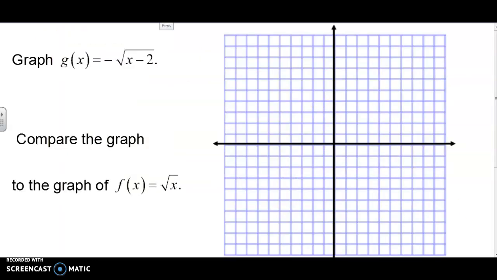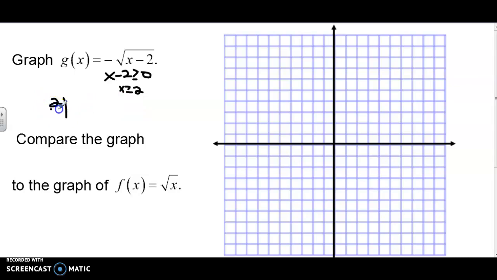So we have graph g of x equals negative square root of x minus 2, and compare the graph of g of x to the square root of x. So this is where we're going to talk about our transformations, our stretches, our shrinks, our reflections, and all that stuff. So to graph this, the first thing I'm going to do is figure out what the domain is. So I am going to put what's inside of the radical sign, greater than or equal to 0. So I find that x has to be greater than or equal to 2. So that's my domain. So I'll start with 2.